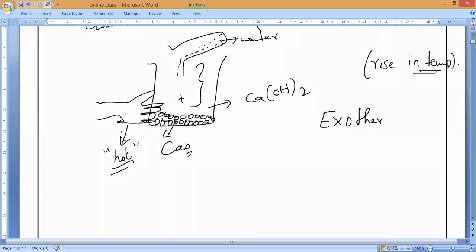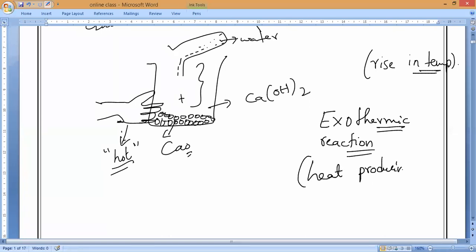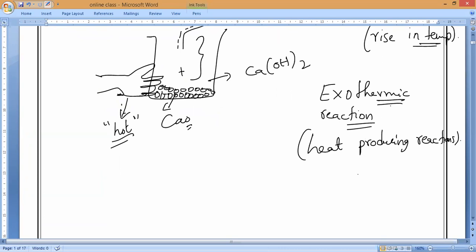reactions. Understand everybody? This is the very, very important one. Wherever we find the temperature rising after the reaction, those reactions we call exothermic reactions. Exothermic reactions means, remember, heat producing reactions. So during a chemical change, the heat will either be absorbed or released. If the heat is released, we call it an exothermic reaction.